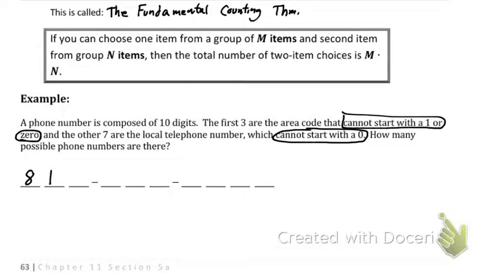Well, the rest of my area code doesn't have any restrictions on, so I have 10 to choose from, 10 to choose from. I got 8 numbers to choose from, 10 numbers to choose from, 10 numbers to choose from. Then I get to my local number. My local number can't start with a 0. That's 1 I got to lose, so instead of 10, I only have 9 possible numbers that could go here. The rest, though, are 10s.